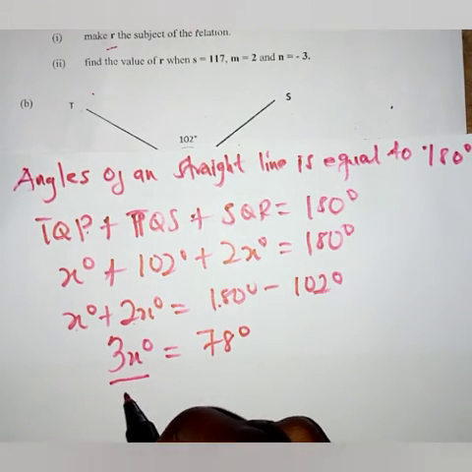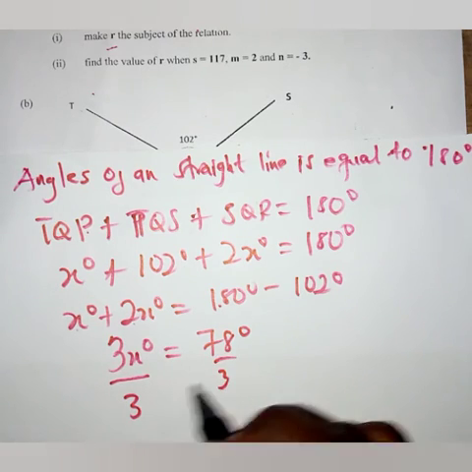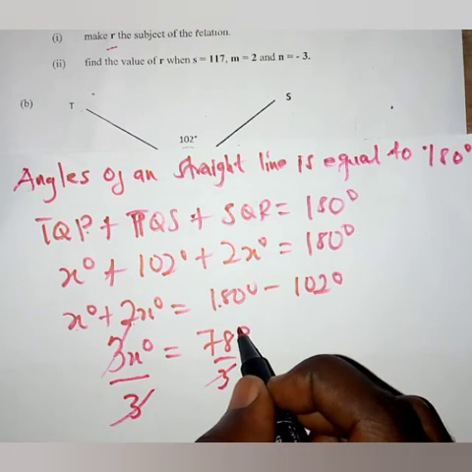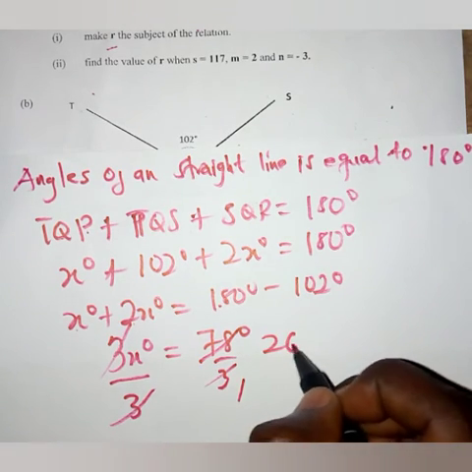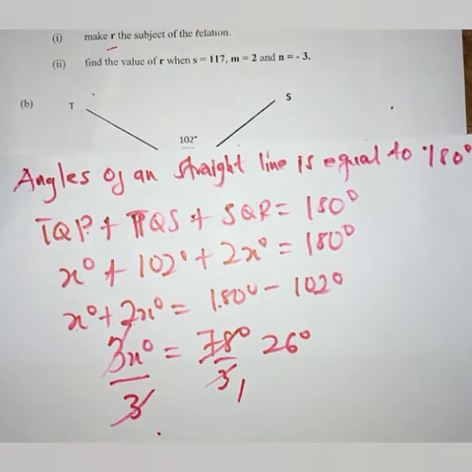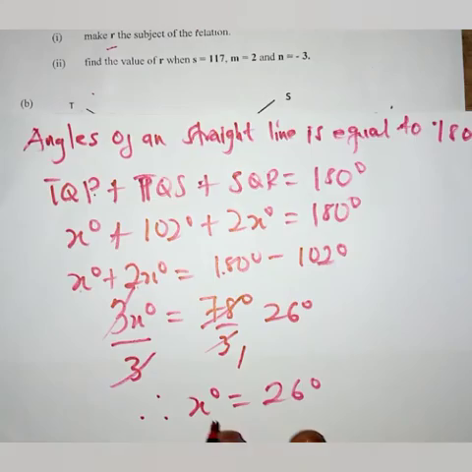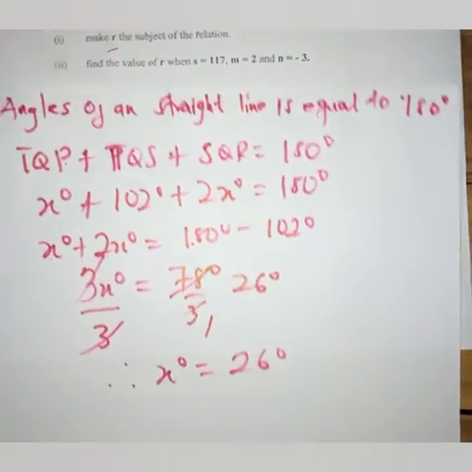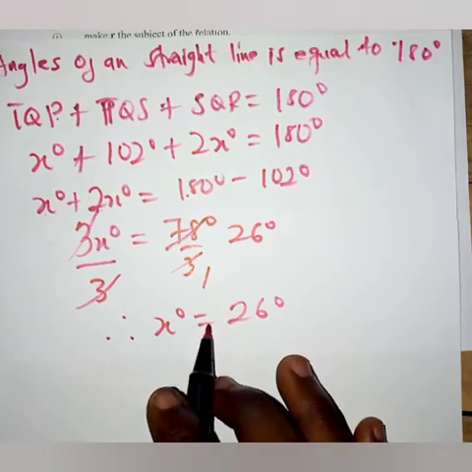So we divide here by 3, divide here by 3, 3 cancels that, 3 goes into 78, 26 times. So therefore x degrees here is equal to 26 degrees, and that's what we have for the value of x. So we have to calculate the value of x. So therefore this is the value of x.